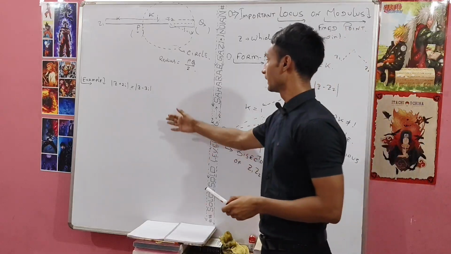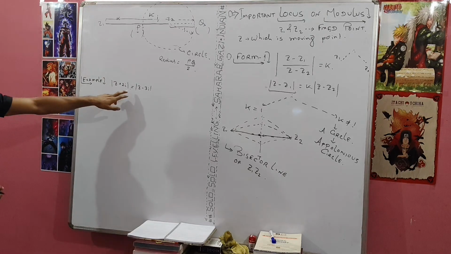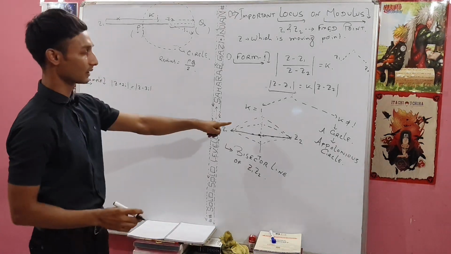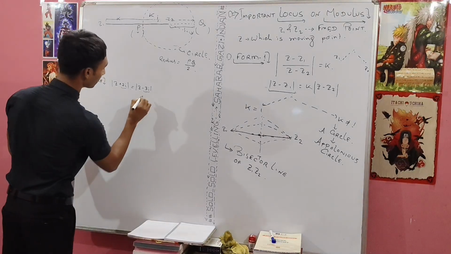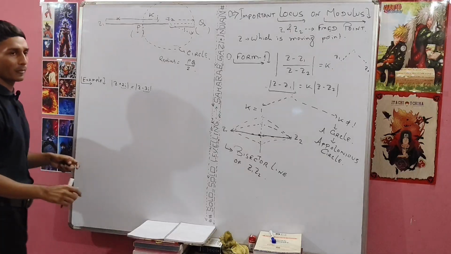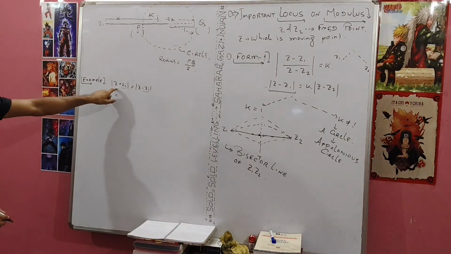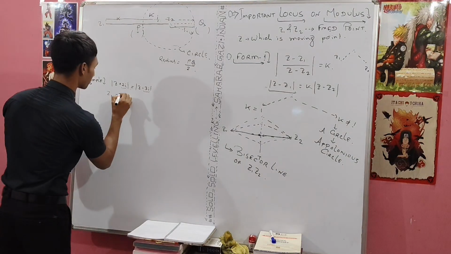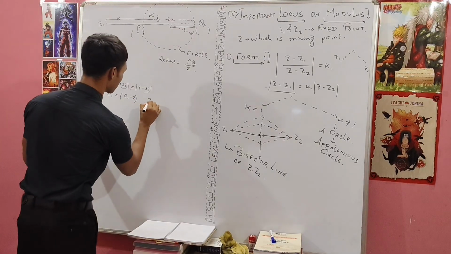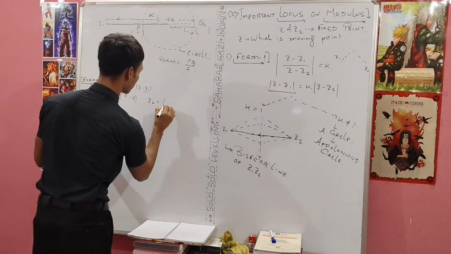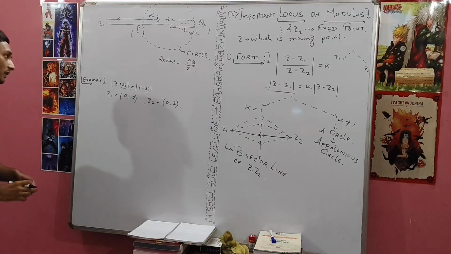Okay, now let us understand it clearly. Now one example is mod of z plus 2i is equal to mod of z minus 3i. It's the first case, when k is equal to 1. So at first find z1 and z2. Z is clearly visible here, but z1 and z2 you have to find. Here z1 is 0 comma minus 2 and z2 is 0 comma 3. That is 0 plus 3i and 0 minus 2i.